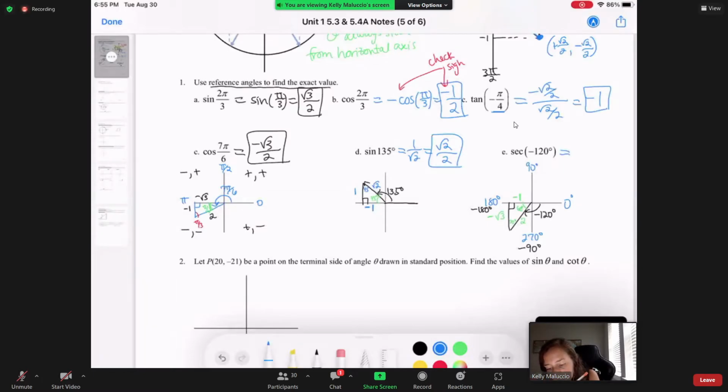Okay, so now we have a right triangle, and we can say secant of negative 120 is, ooh, what is secant? Secant is the opposite of cosine, so it's hypotenuse over adjacent. Okay, sorry, that took me probably way too long, but hypotenuse over adjacent is 2 over negative 1, so it's just negative 2.